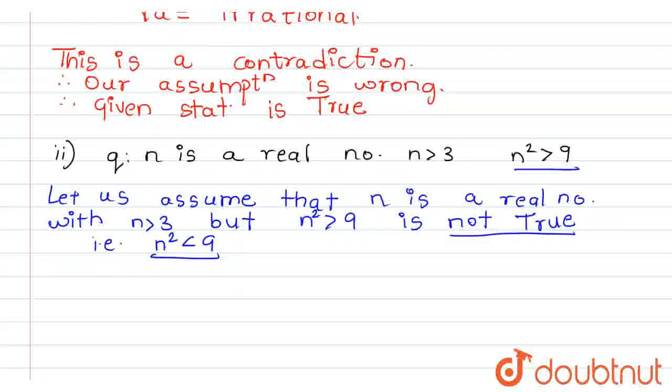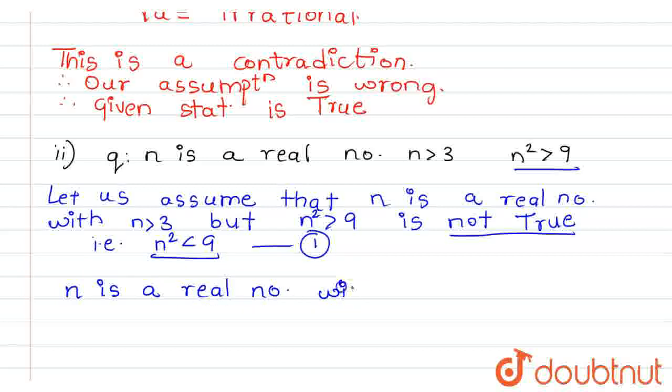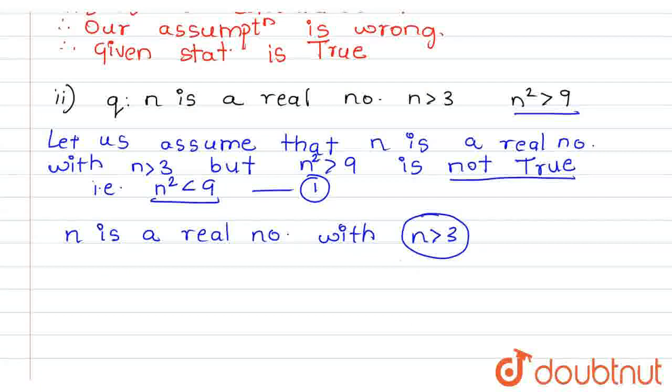Yes, so if n square is less than 9, this is one condition. Then the given true condition says n is a real number with n greater than 3. Okay, we'll focus on this part. n greater than 3. Now, if n is greater than 3, if I do squaring, it says n square is greater than 9. n square is greater than 9.